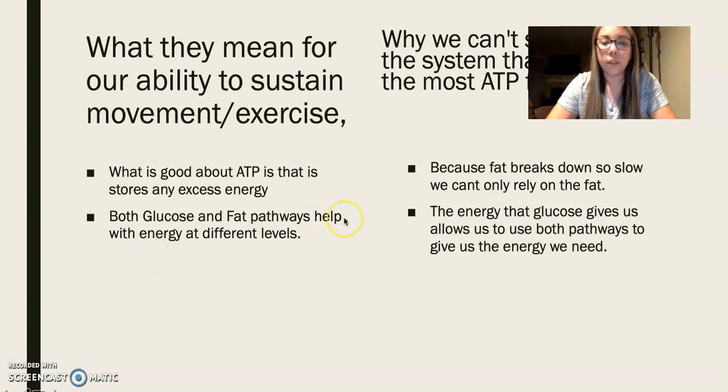Both glucose and fat pathways will help with energy at different levels. So again, depending on the exercise, you'd always still need to use both, which gets us into why we can't just rely on the system that produces the most, which fat, as we saw in our diagrams, produces the most ATP. But because it breaks down so slow, we won't be able to rely on that every day. By getting energy from glucose, it'll give us the ability to use both and give us the energy we need to do our daily things.